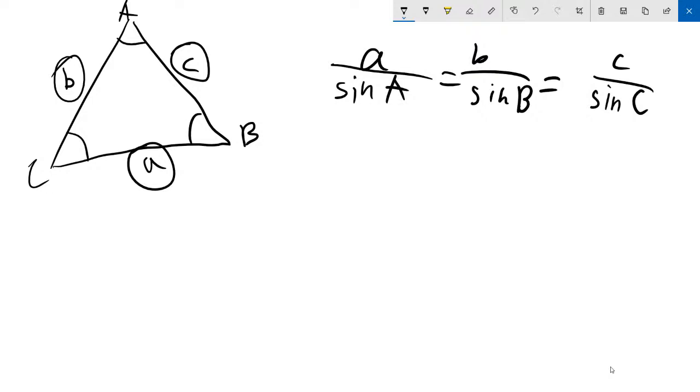So you can use it almost everywhere. Whenever you have a triangle problem, just immediately think: does the sine rule do this? Can it give me some information about how to solve this problem?